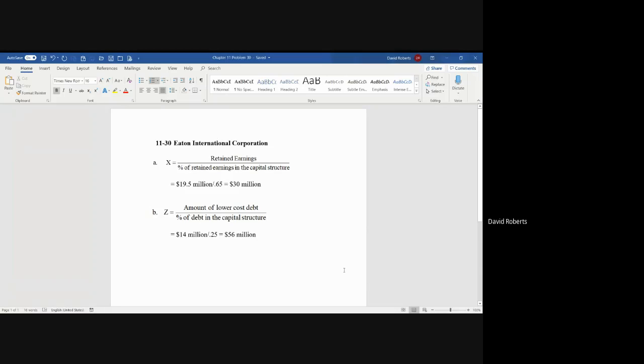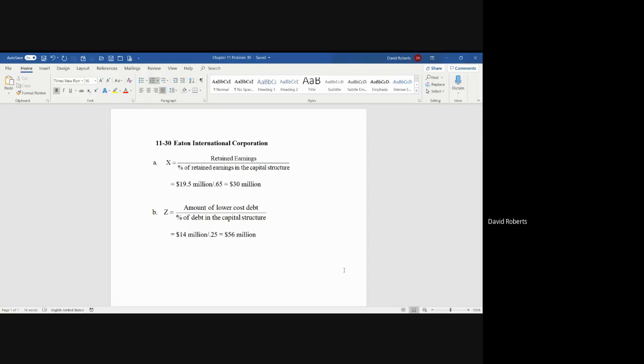Chapter 11, problem number 30. In this particular case, we are looking at something a little bit different. Rather than calculating weighted average cost of capital, we're looking at, in part A, how much we will have to have in retained earnings, and in part B, how much debt we will have to have. So the calculations are quite simple once you look at the solutions on the screen.